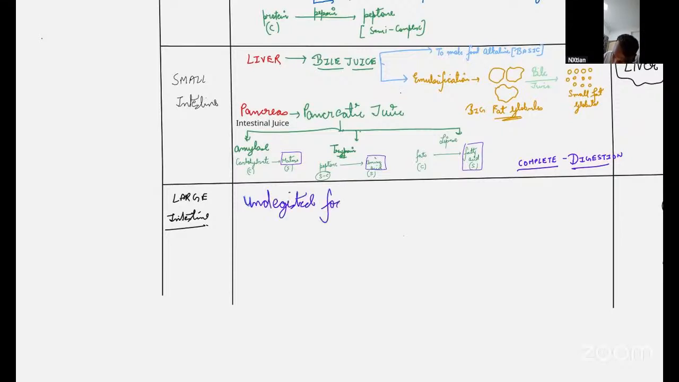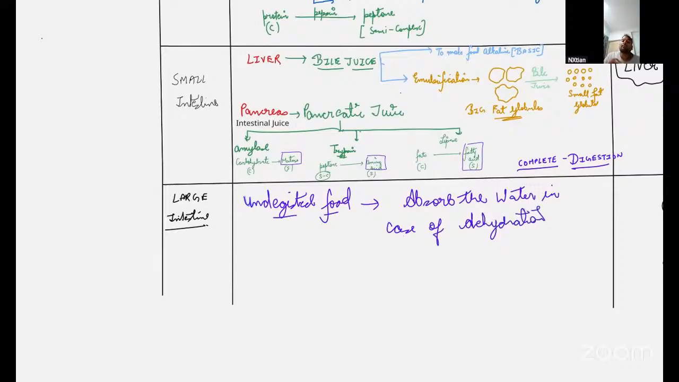Undigested food will go to the last part, which is the anus. Sometimes, if the body has less water, the large intestine absorbs the water in case of dehydration. So if the body has dehydration-like symptoms, the body will absorb water from the large intestine also. Are you getting this? Yes or no?